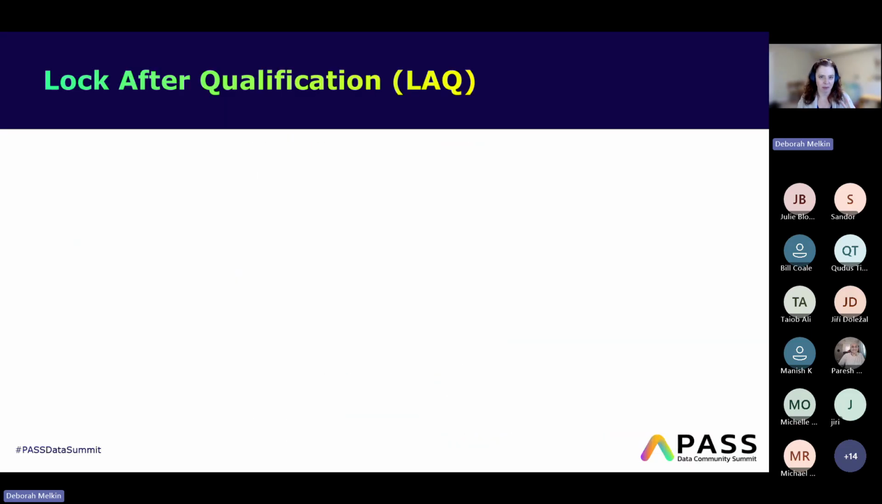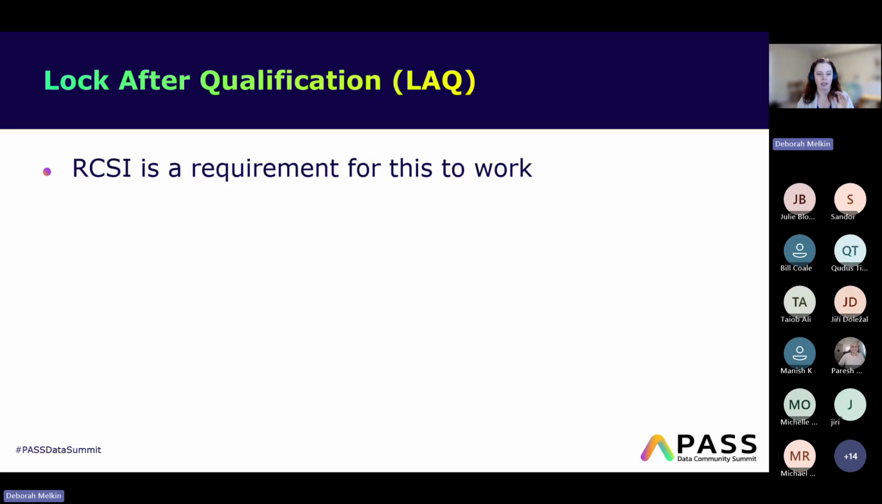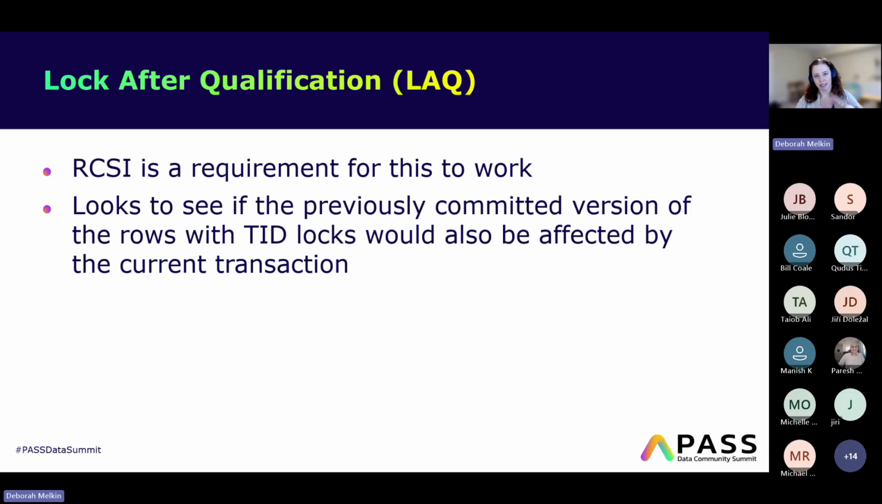All right, so now we have lock after qualification. This is a second piece to optimize locking. Now here's the key. RCSI is a requirement for this to work. Transaction ID, you don't need it, you just need ADR. Now we need RCSI. This one's a little more complicated to understand, and once you get it, it's like, oh, that's pretty cool.